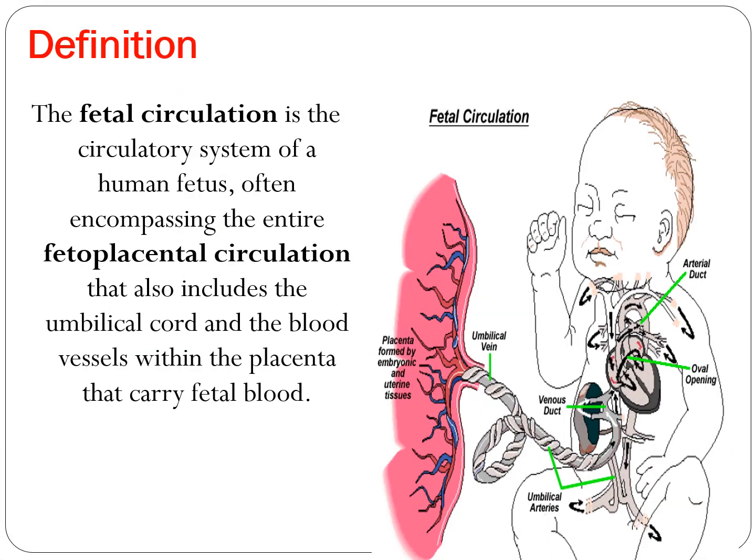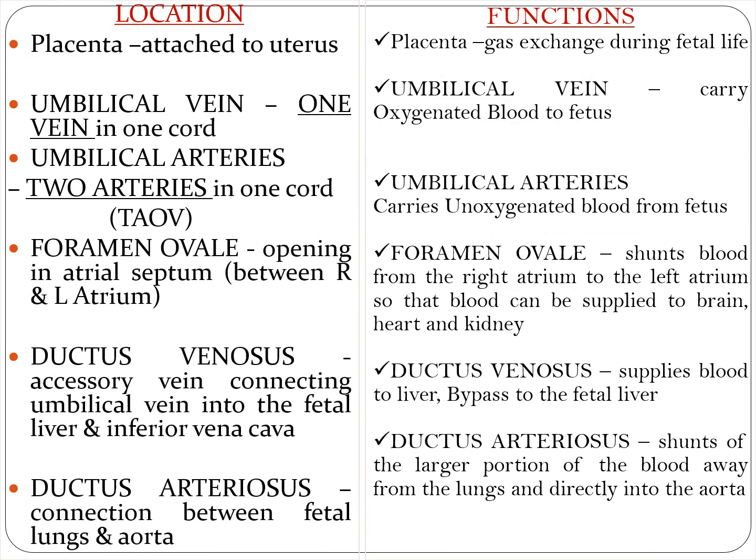The fetal circulatory system of the human fetus often encompasses the feto-placental circulation that includes the umbilical cord and the blood vessels within the placenta that carry the fetal blood. So this is the location and function. As I've mentioned, shunting lang, supplying. So the placenta is attached to the uterus. The function of the placenta is the gas exchange during fetal life. Pag hanggat nasa loob ng tiyan, si placenta ang gas exchange.